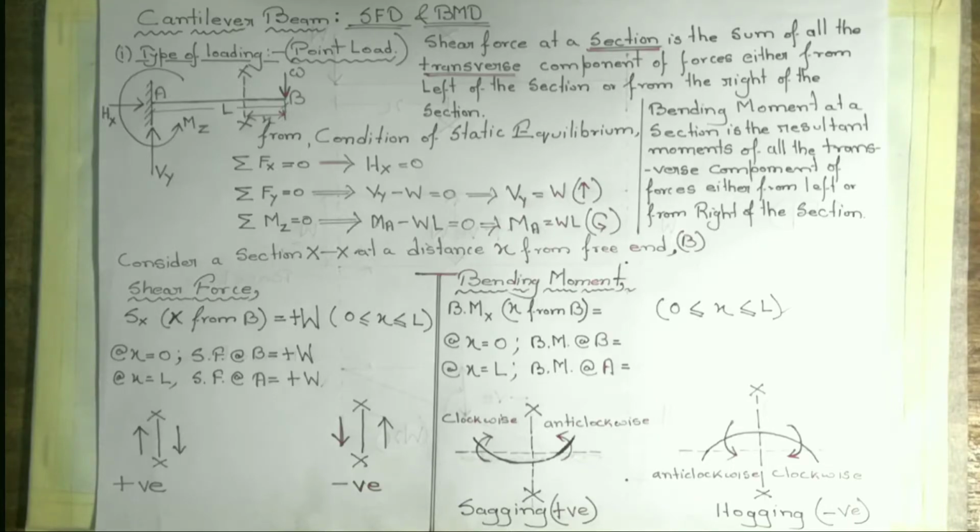And we know the shear force at this section is equal to the resultant force acting on the right portion of the given section. But the resultant force acting on the right portion of the section X is W, and it is acting in the downward direction. So force on the right portion acting downward is considered positive. Hence, shear force at X is positive.